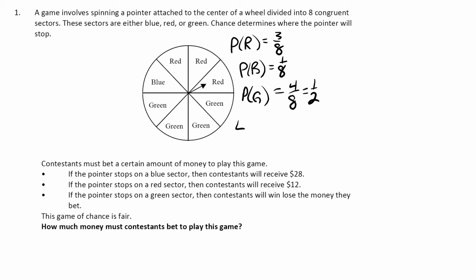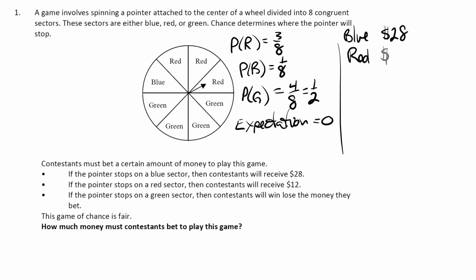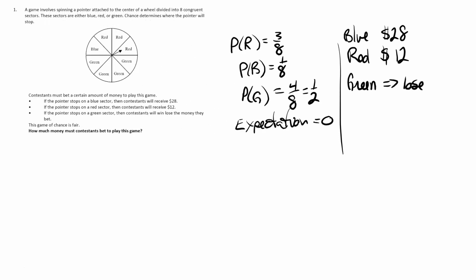We're told the game is fair, so our mathematical expectation will be 0. We're also told that if we get blue, it pays out $28. If we get red, it pays out $12. And if we get green, we're going to lose our bet. We start off by defining that the cost to play will be equal to x.